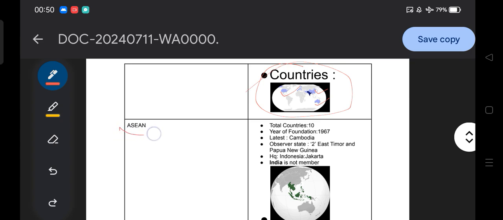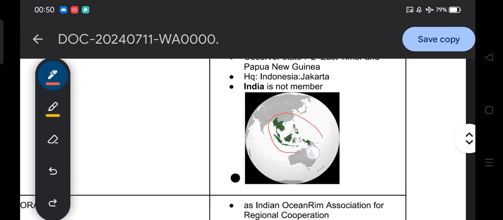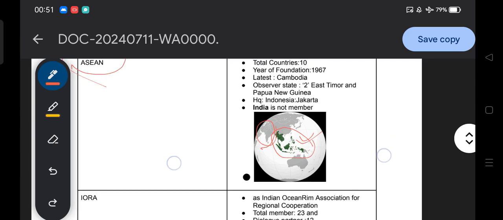After SAARC, we need to discuss ASEAN, that is the Association of Southeast Asian Nations, okay. Here is the map, these are the countries of ASEAN. It is in the southeastern part of Asia. And do remember India is not a part of ASEAN, because India is part of the southern part of Asia. Most people are confused that India is part of ASEAN. No, India is not a member of ASEAN, okay guys, you need to remember that.